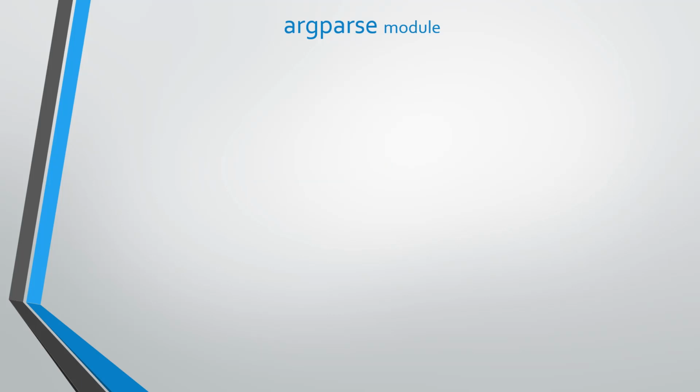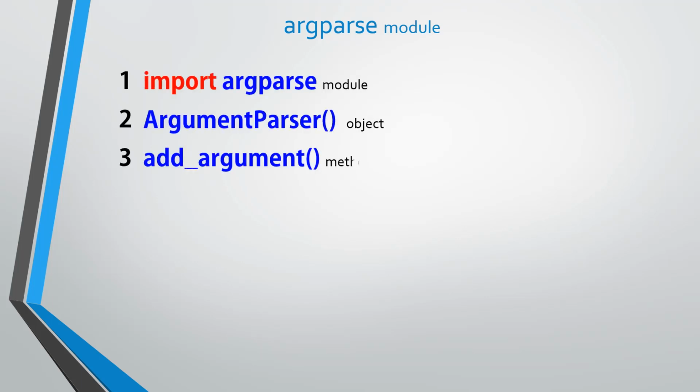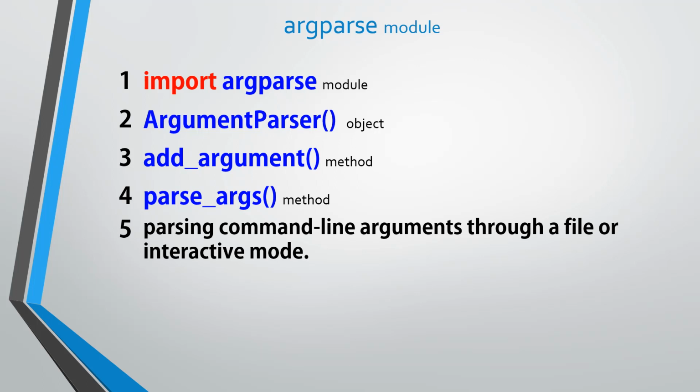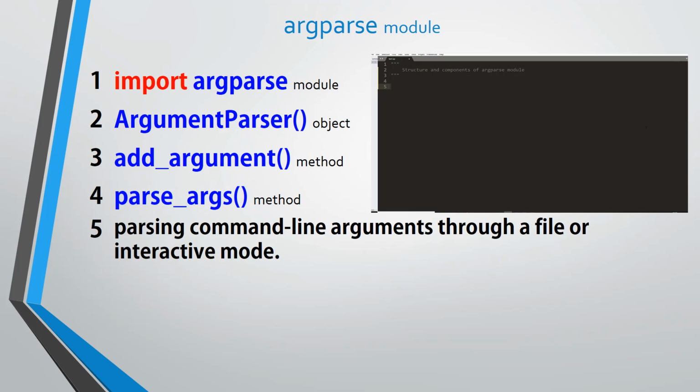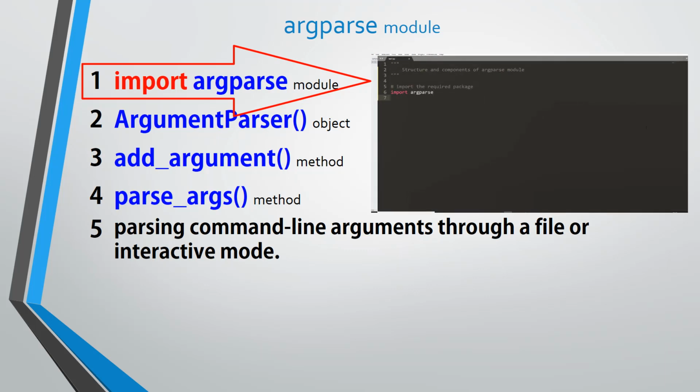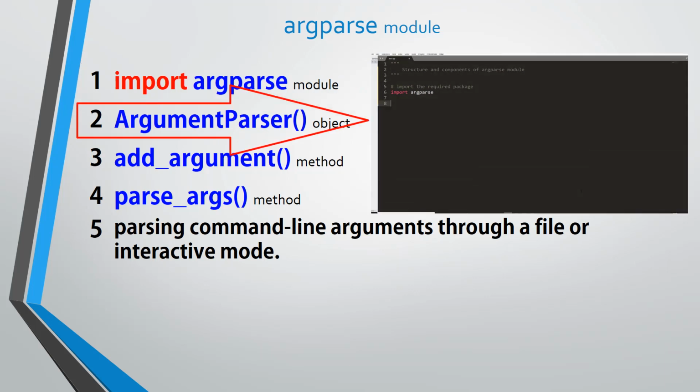As you know, the basic structure of the argparse module has 5 components in general. They are: import argparse module, ArgumentParser object, add_argument method, parse_args method, and parsing command line arguments through a file or interactive mode. The first one is import argparse module, which invokes all the methods and functions it has. It is very simple. Argparse is a standard Python library. So simply typing at the top of the file import argparse, it will import all the methods and functions it has. The second one is ArgumentParser object creation.